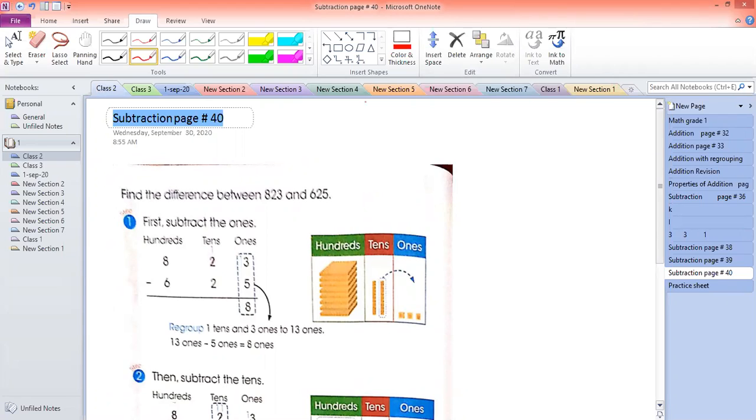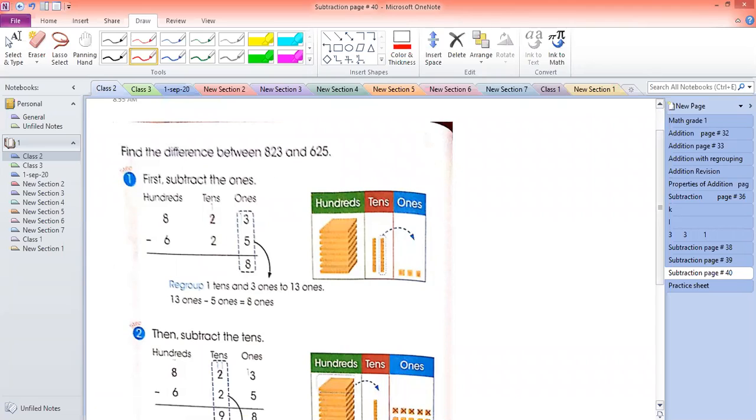Now, from page number 40, you can see this, you have to find the difference between. Guys, I can hear too much background noise, but I want to listen to your answers. That's why I have opened your mics.